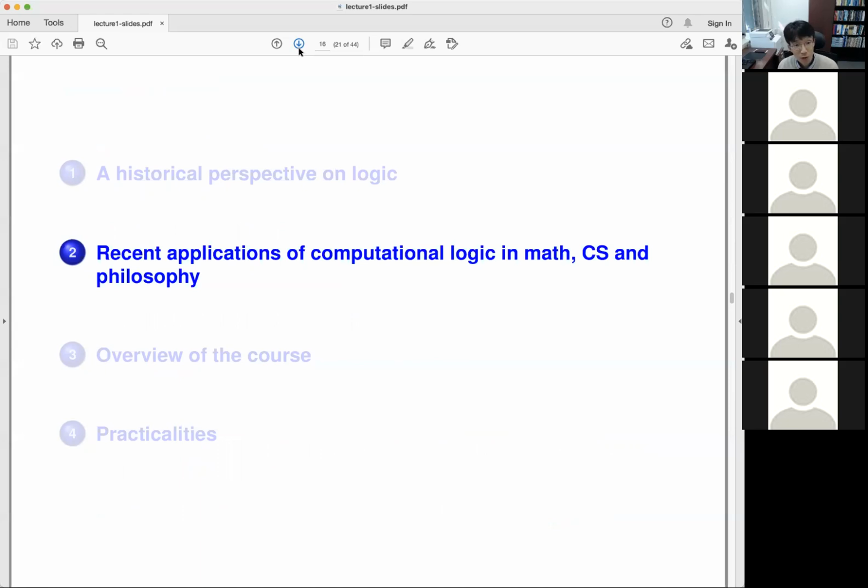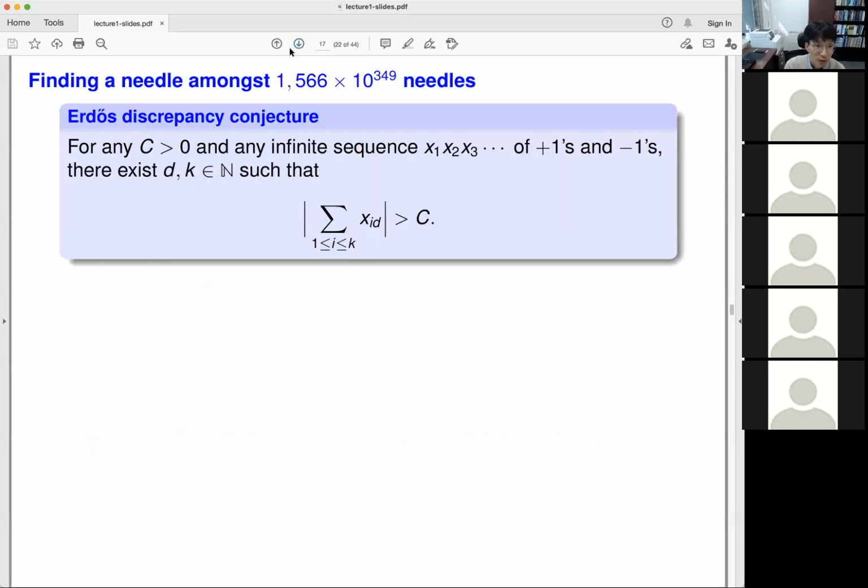So now let me give you some other story, which is an application of computational logic in mathematics, computer science and philosophy. This is one which you may not have heard about before. It is one application of a SAT solver, which is an automated verifier for propositional logic. This is a mathematical problem, the so-called Erdős discrepancy conjecture.